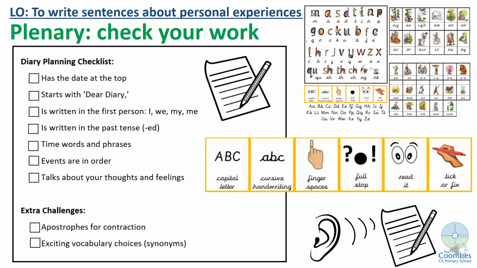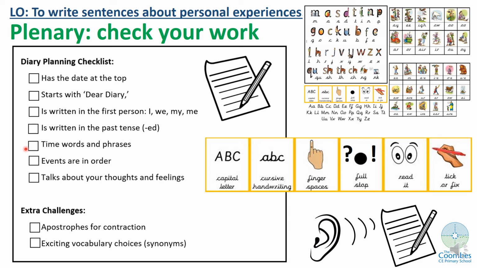Well done for your amazing diary writing. You should be super proud of yourself because that was a really long piece of writing, so well done. Time to check through your work then and just make sure you have the date at the top, and if you've got a ruler, to underline it with a ruler. You start it with Dear Diary, and remember Dear Diary is capital letters and you've got the comma at the end. It's written in the first person, so it's talking about you. I did this, I did that. It's written in the past tense, so if you're using the regular ones, it's the ed suffix ones.